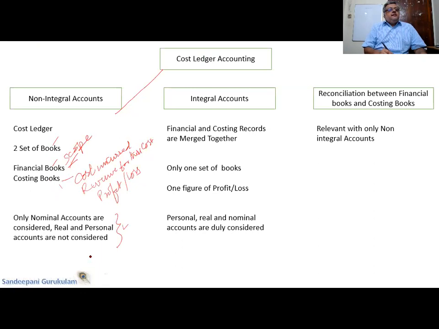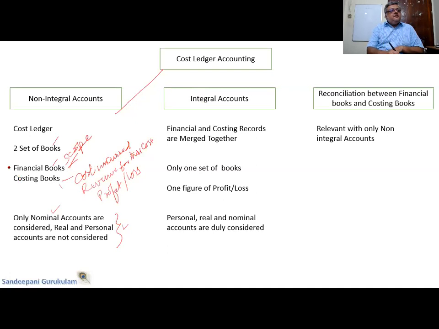Now, when I say only the nominal accounts will come in the costing books, you would definitely have a doubt about how the double entry is going to get completed. There is a way we complete the double entry, because remember, the costing book is also double entry and the financial book is also double entry. So nothing is single entry. If I say nominal accounts, it's not a single entry, it's a double entry. Now, how this double entry is populated in costing books when compared to financial books, let's see in the next slide.